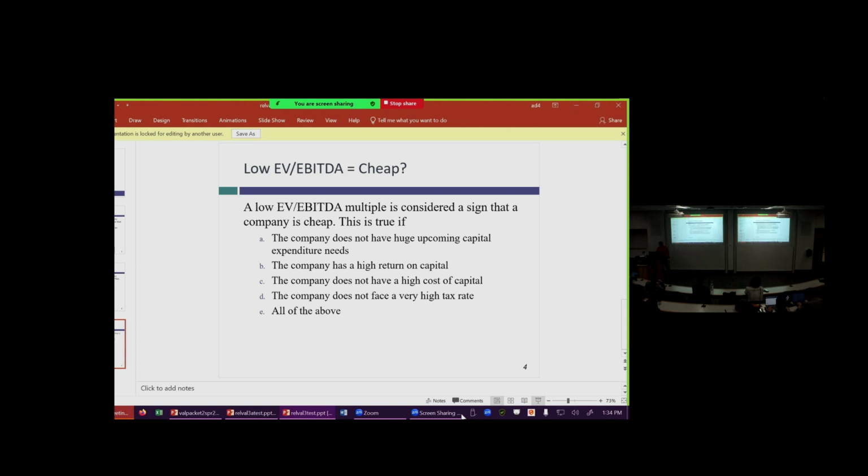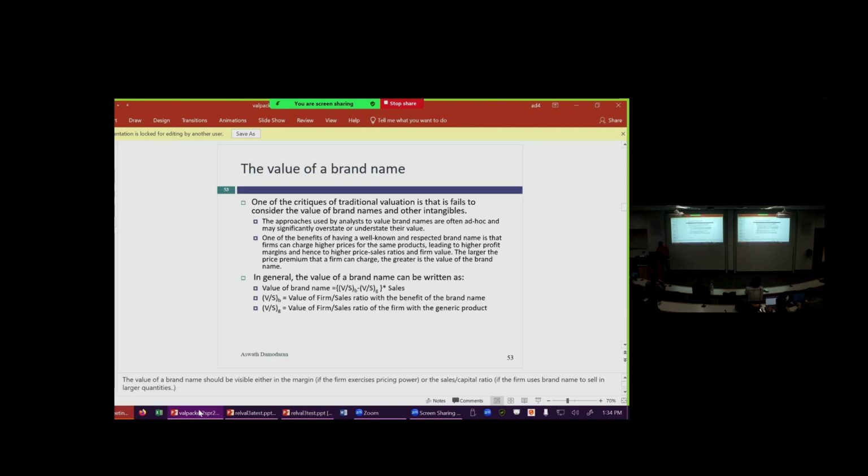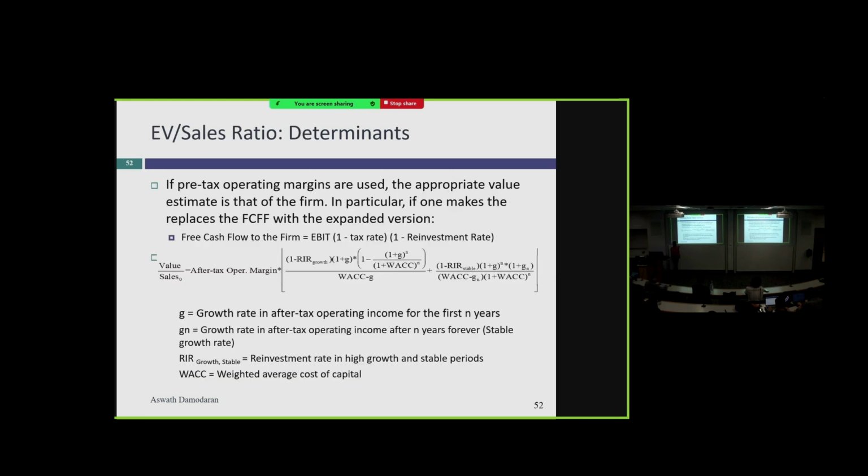So let's put this to bed, go back to where we were, and talk about using EV to sales ratios. If you remember, I came up with this equation again.